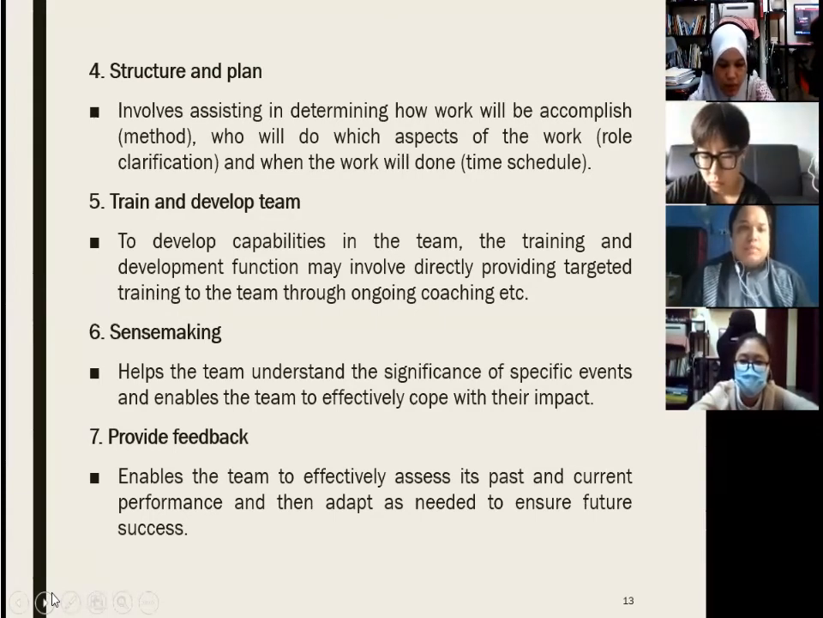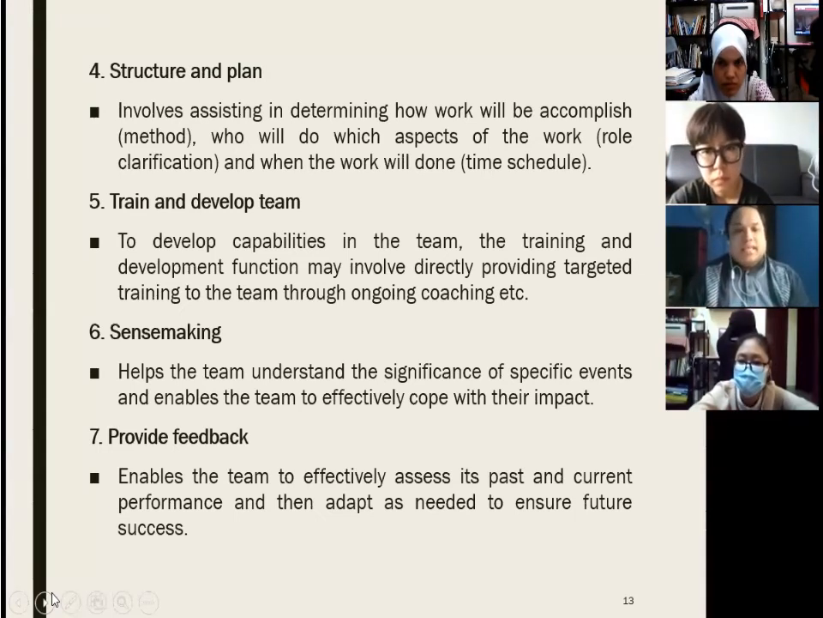The fifth one is train and develop team. To develop capabilities in the team, the training and development function may involve directly providing targeted training to the team, through ongoing coaching or mentoring, etc. The training is needed so that the team members are equipped to perform their assigned tasks.